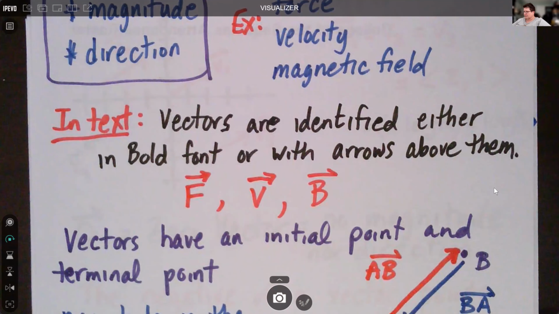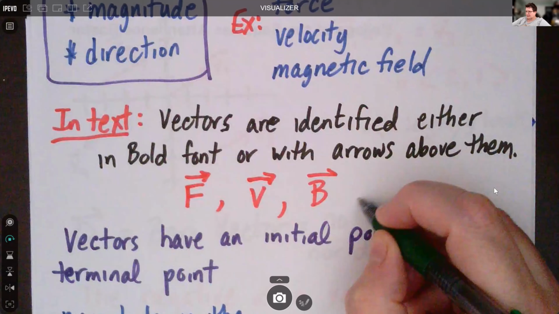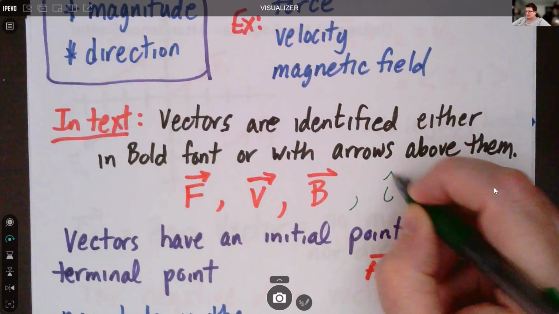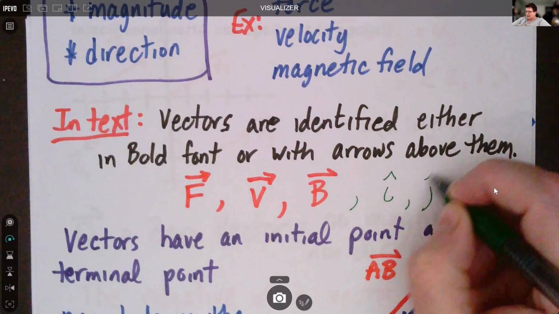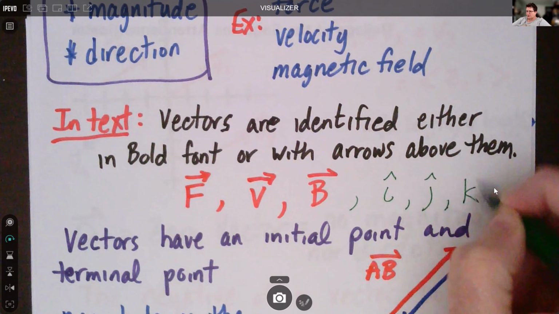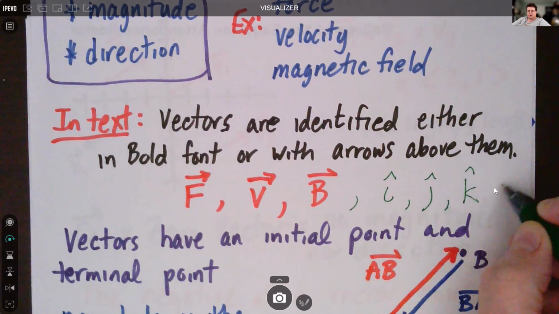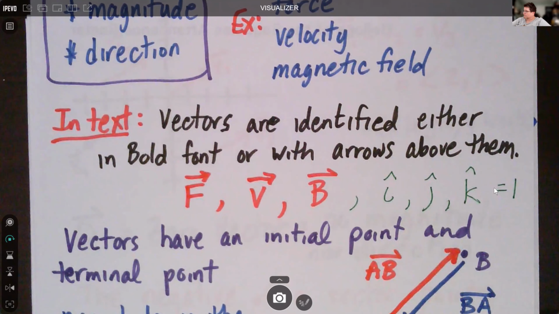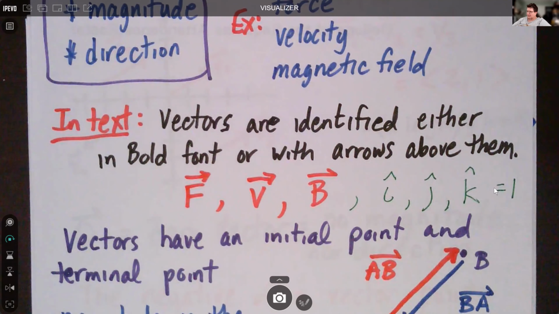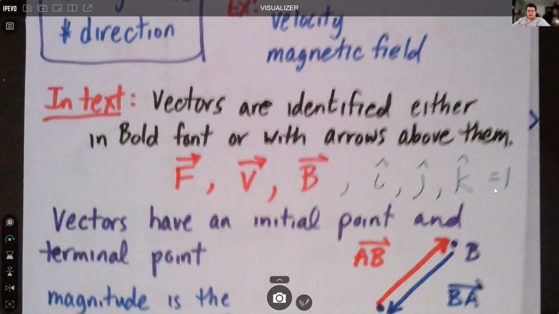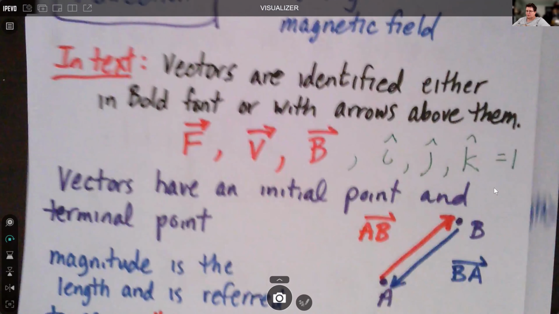You will also see me later on list vectors that have little carets above them. And when I do that, these all have a length or magnitude of 1. But we'll go over that in a little while. The vectors have an initial point and a terminal point. They got to start somewhere and they got to end somewhere.